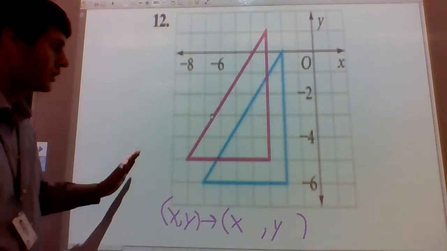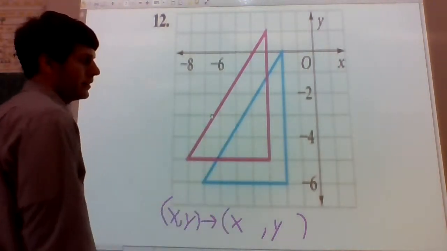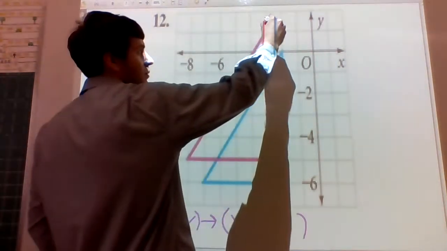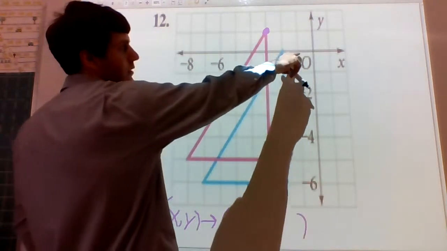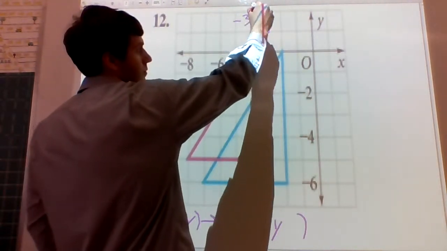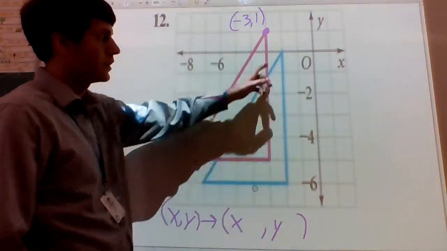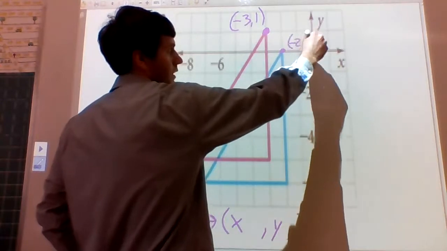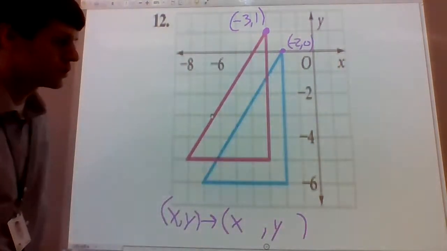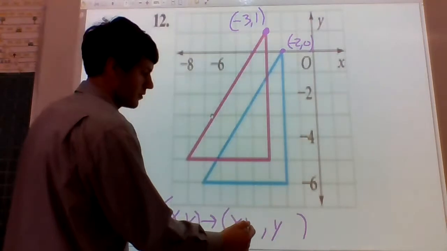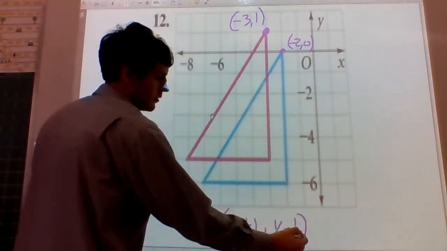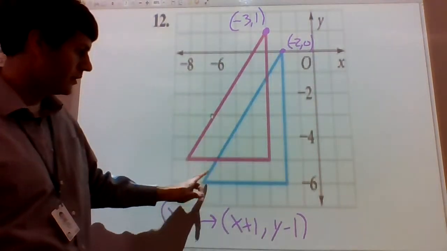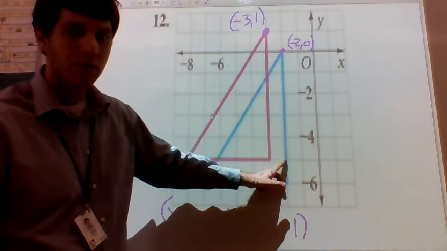Okay. Our horizontal shift, we can pick any point we want on the triangle. It's easiest to pick the points that are already at whole number coordinates. So right here, this is negative 3, 1. Since we're just shifting it, it's going to get shifted to here, which is negative 2, 0. So how do we get from negative 3 to negative 2? We shift it positive 1 to the right, and we shift it down 1.